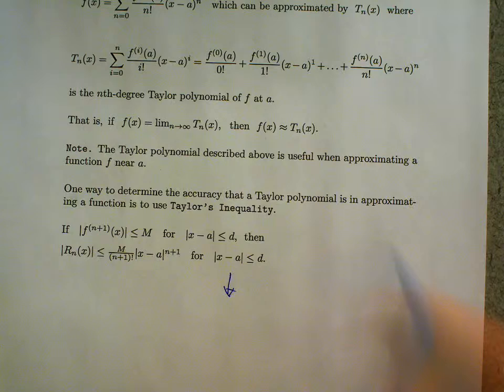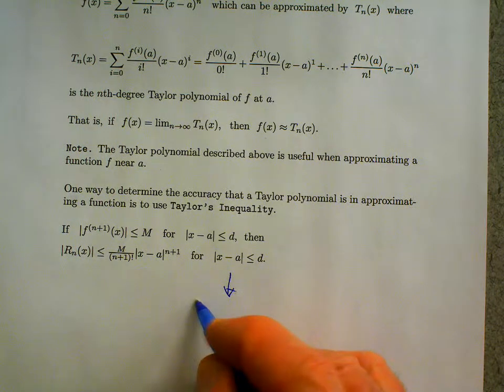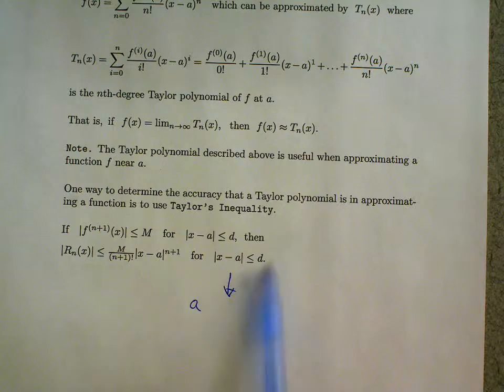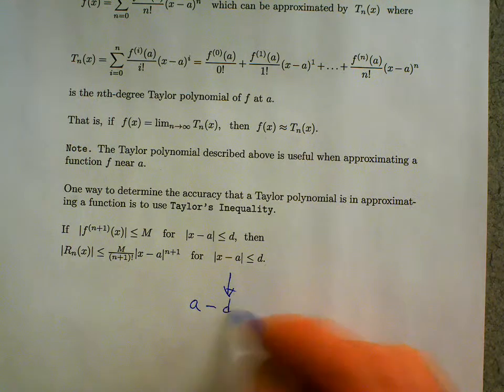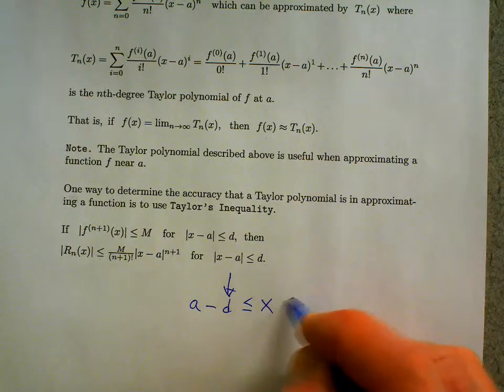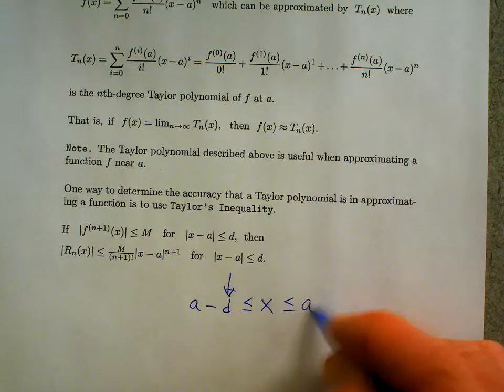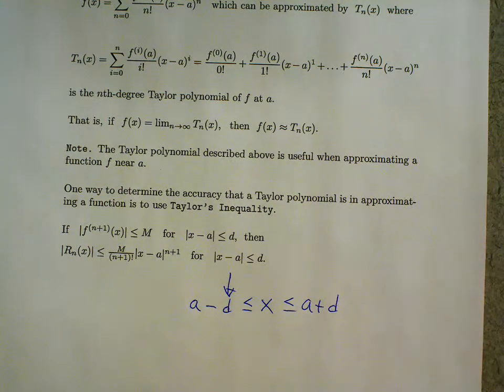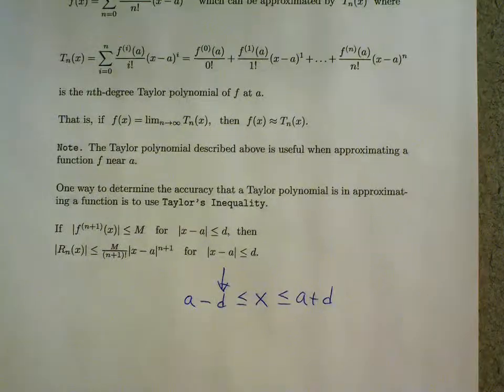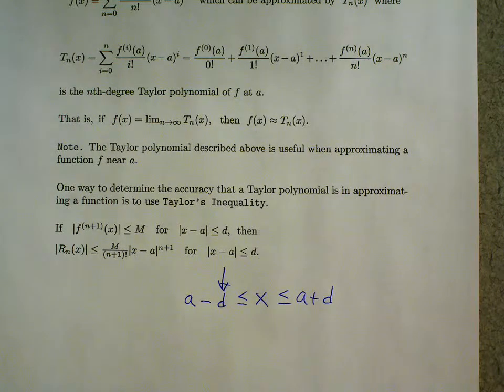And we already saw this earlier, but when you expand this absolute value inequality, it's a minus d is less than or equal to x, which is less than or equal to a plus d. Okay, let's look at the next example.